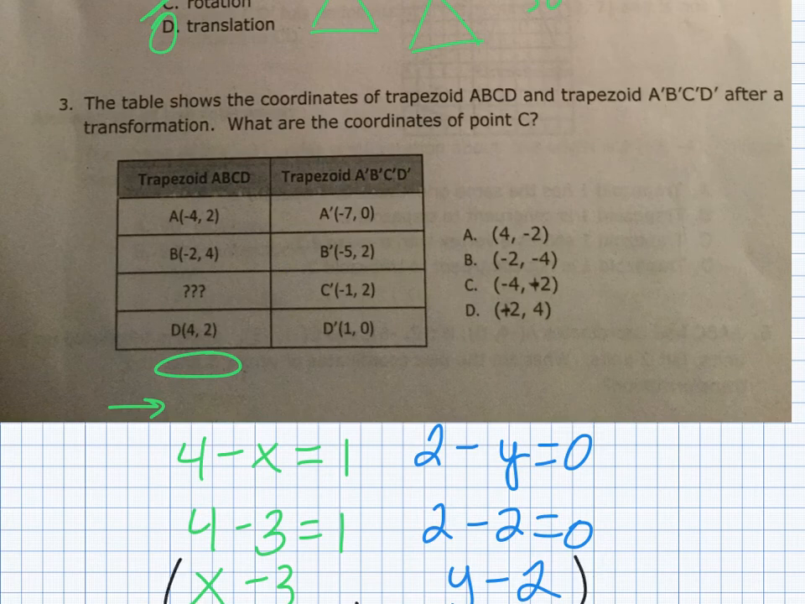Okay, and we can check the other points. -4 minus 3 is -7, and 2 minus 2 is 0.